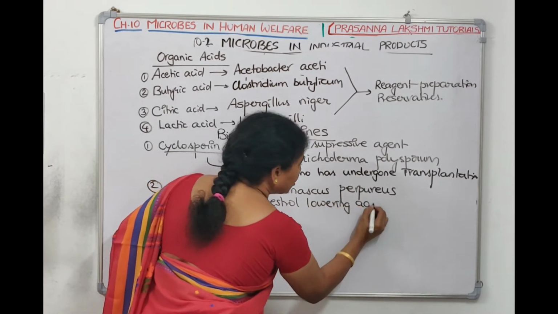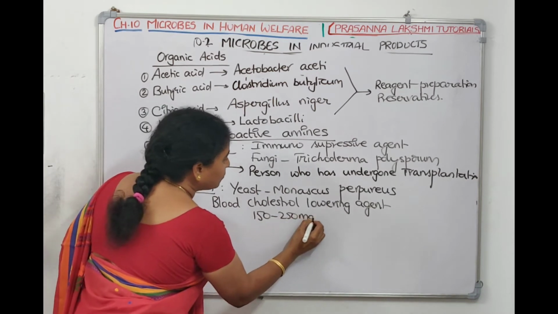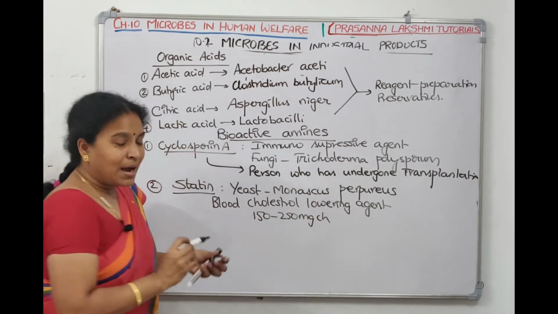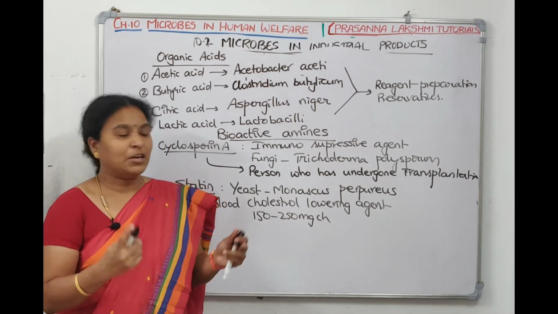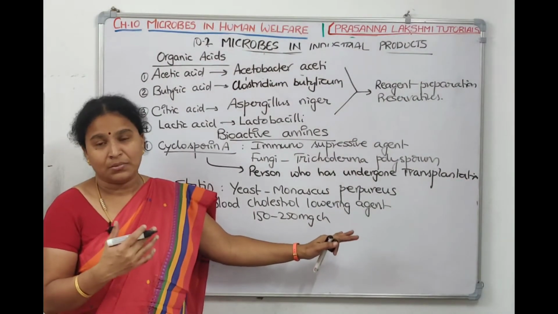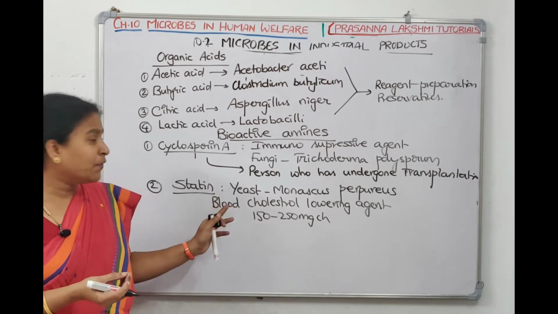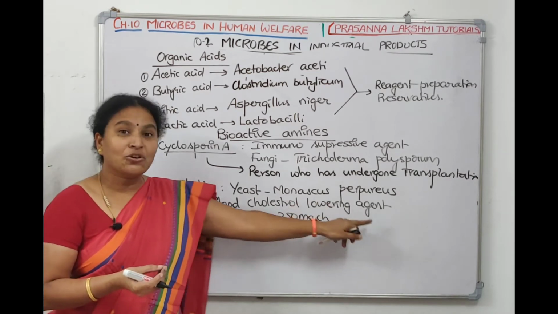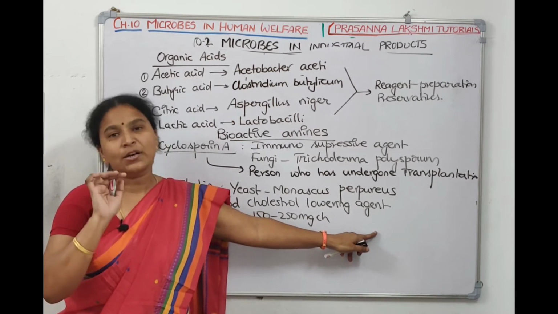You know, our blood should contain 150 to 250 mg cholesterol per deciliter of blood. Now, if the cholesterol levels are more than that, then it is wrong. It's dangerous. So then, if we take a pill called statin, what will it do? It will decrease the blood cholesterol levels. It will stop the further cholesterol synthesis.